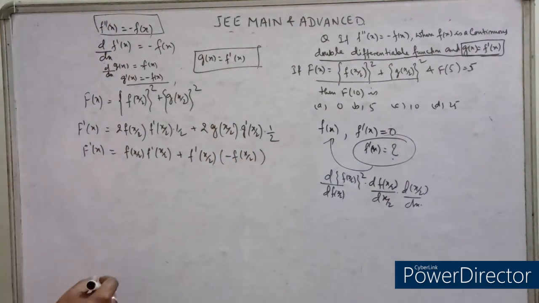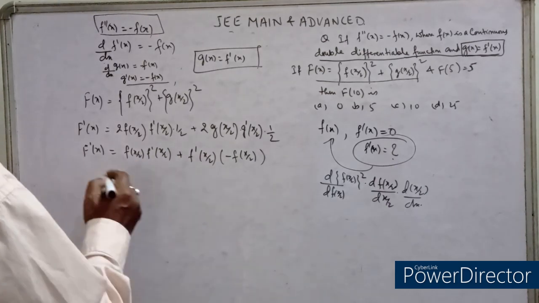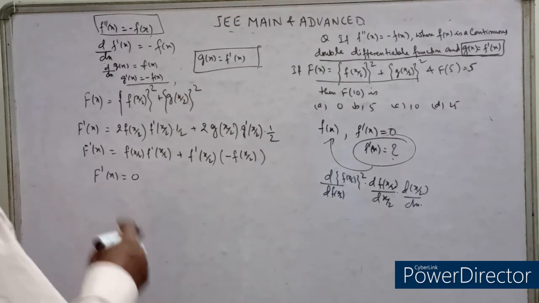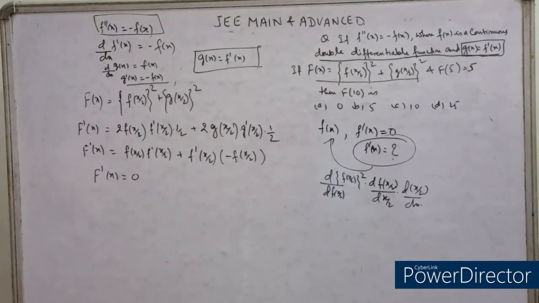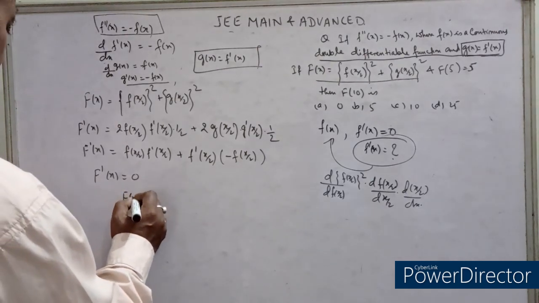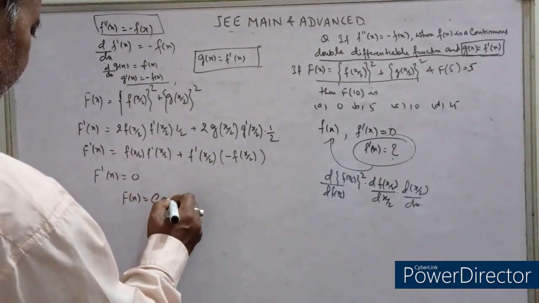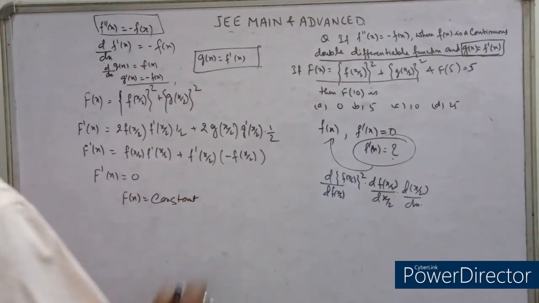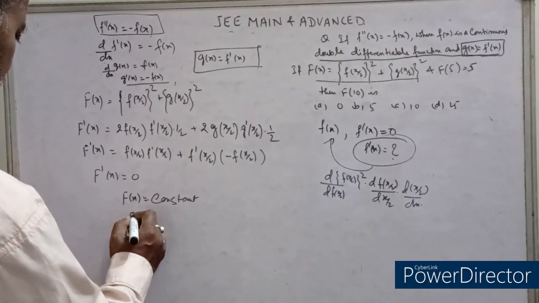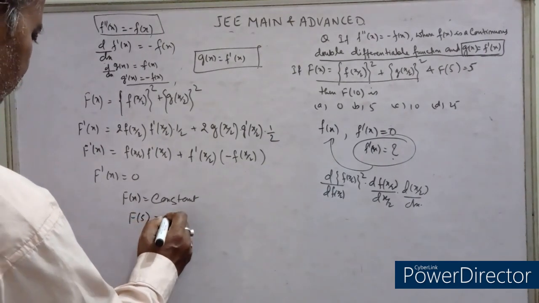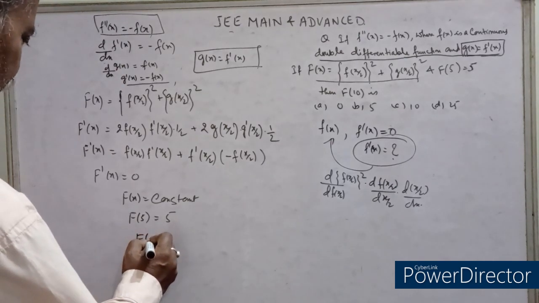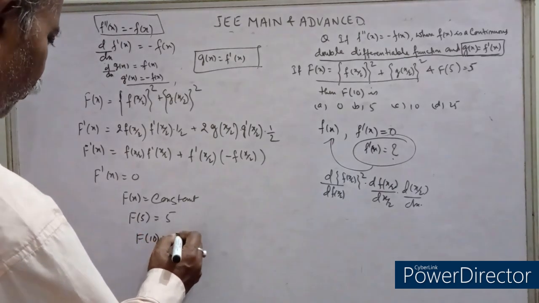So you see that this and this cancel out, so your f dash x is 0. That means f x is a constant function. So if f5 is equal to 5, that means your constant is 5. So that means your f10 is also equal to 5.